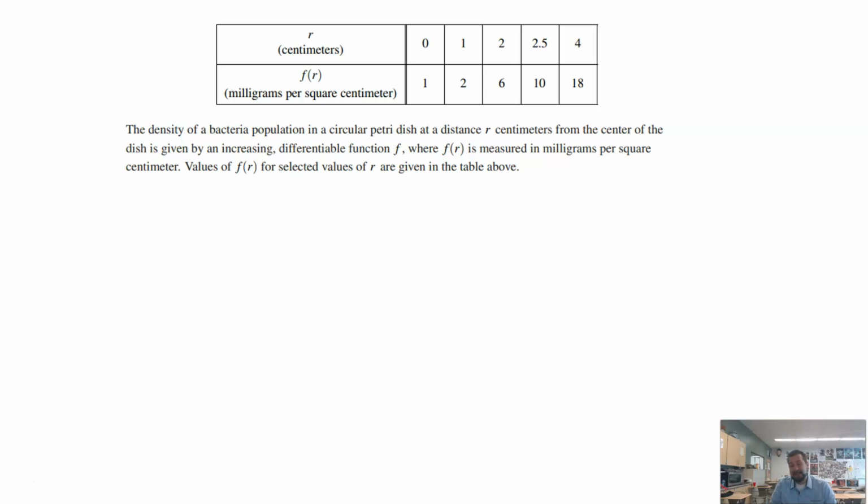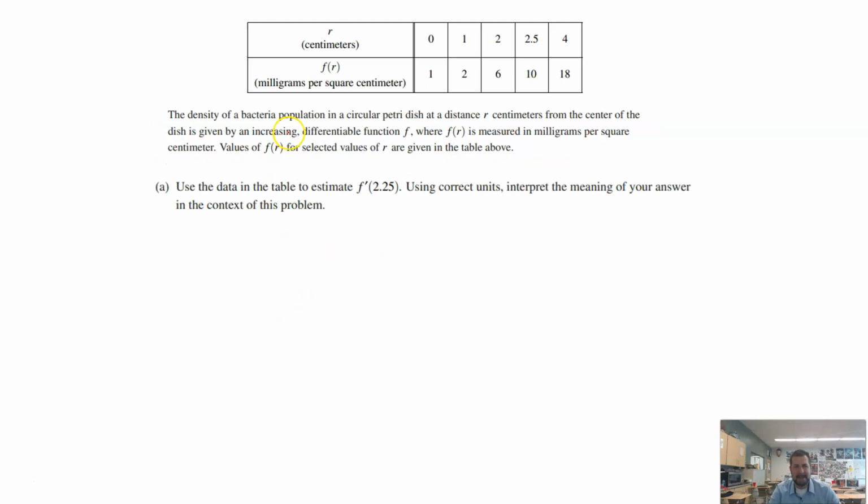Okay, we've got this table of values that says the density of bacteria population in a circular petri dish at distance r centimeters from the center of the dish is given by an increasing differentiable function f of r, measured in milligrams per square centimeter. Values of f of r for selected values of r are given in the table above. So pretty straightforward. It's just saying, okay, we've got a density. It doesn't change how we're going to do the problem, to be honest. It's a little bit different on the units. We'll get to that in a second.